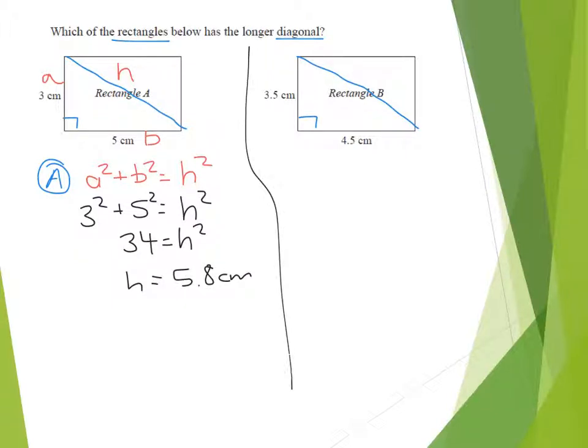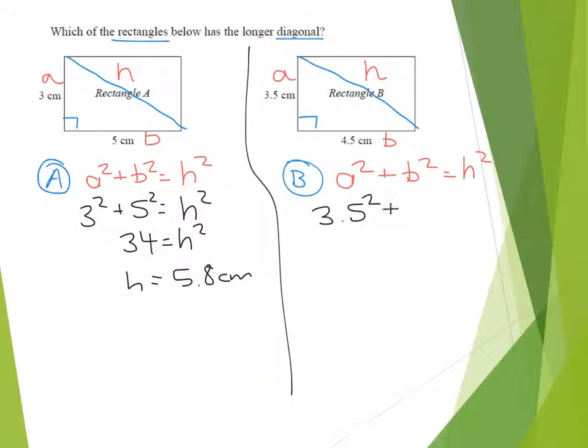Now we'll try for B, exactly the same thing. So labelling up, side A, side B, don't care which way, as long as that's the hypotenuse. Pythag is given by this. So let's start putting the numbers in. A we've got as 3.5 squared, B is 4.5, and that's equal to h squared. So 3.5 squared plus 4.5 squared gives us 32.5.